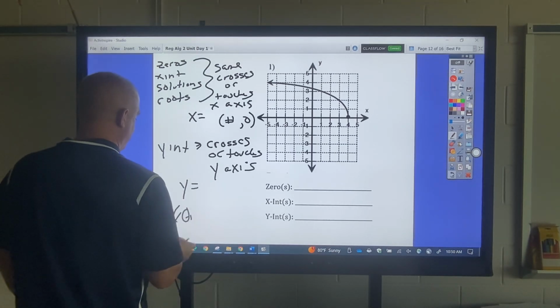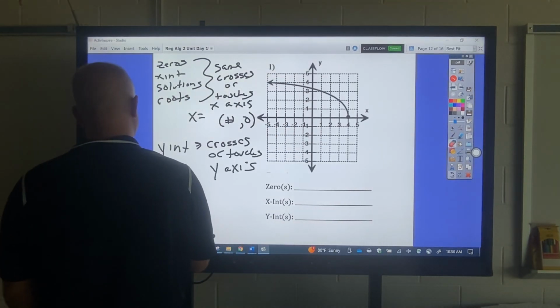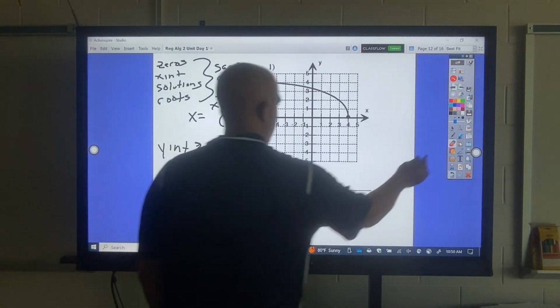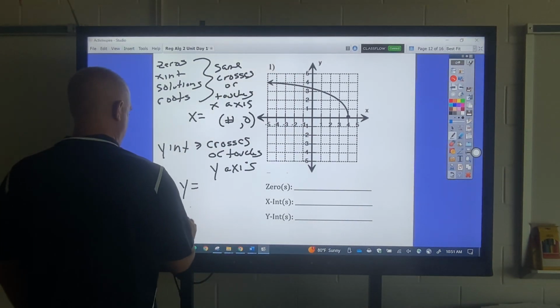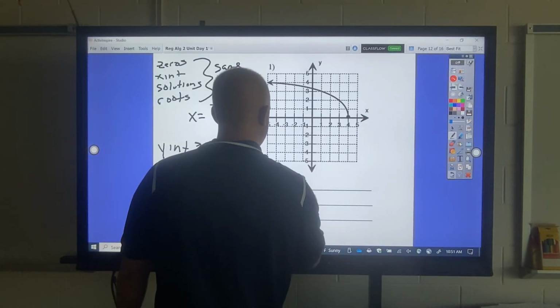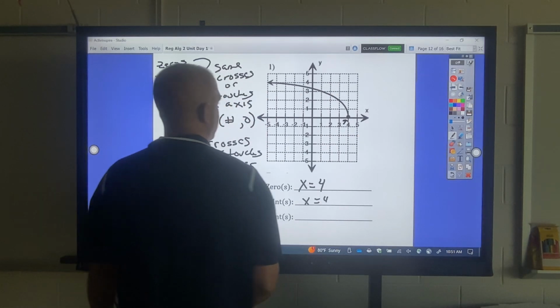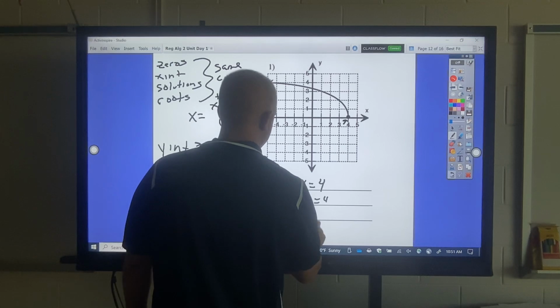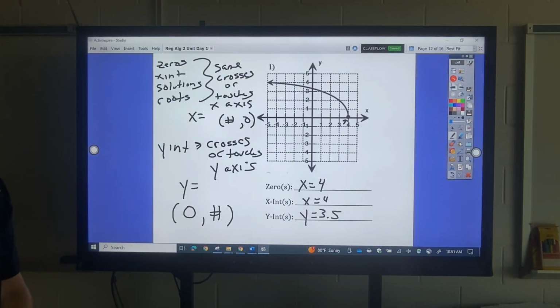That's going to be 0 and then the number. Okay. All right. So my x-intercept, it touches at 4. So it's x equals 4. Remember, this is the x-axis. This is the y-axis. That's at like, let's say 3.5. Y equals 3.5. As long as your number makes sense, you're fine. Okay, it's got to be between 3 and 4.